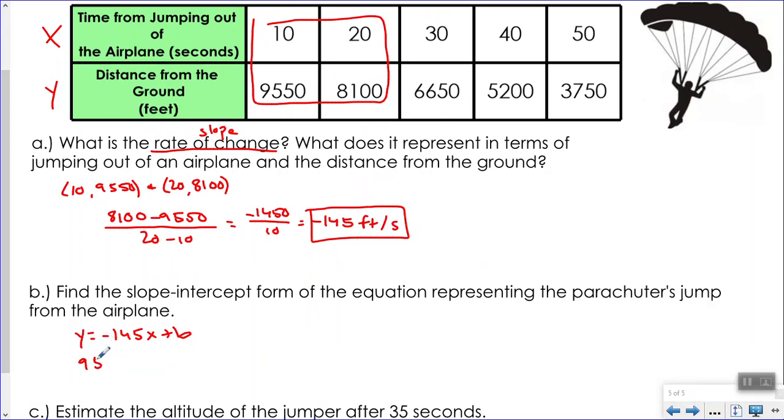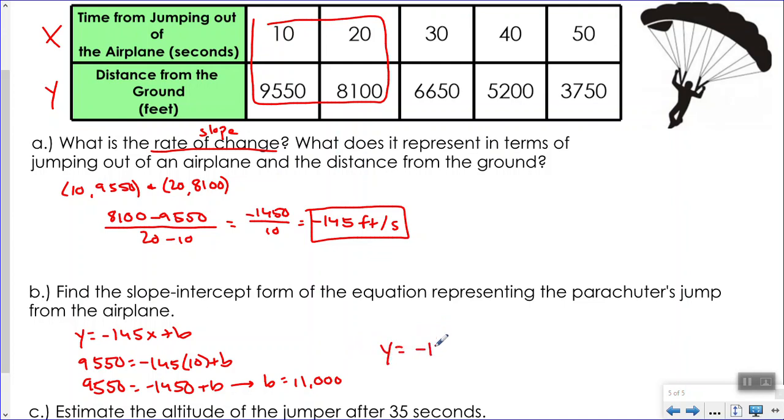We have 9,550 equals negative 145 times x plus b. We go ahead and solve here. We get a y-intercept of 11,000. So this means that when x is 0, y is 11,000, or in other words, at time 0, our height is 11,000. This means that the plane was at an altitude of 11,000 feet when we jumped out.